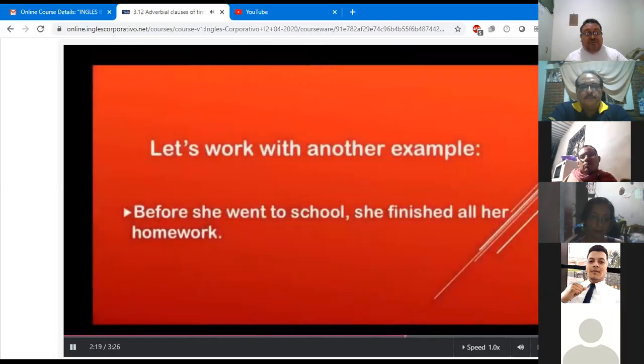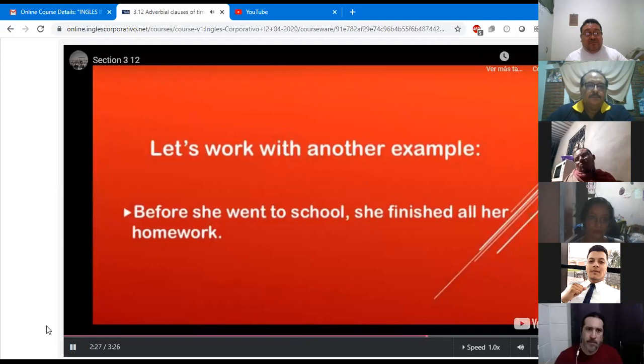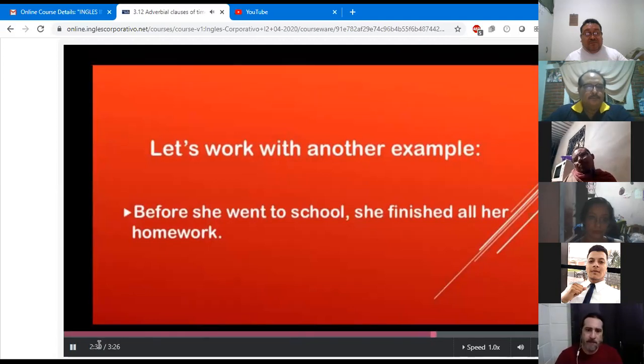Let's work with another example. Before she went to school, she finished all her homework. I will give you a couple of minutes to break down this sentence. Try to do as we did on our previous example.